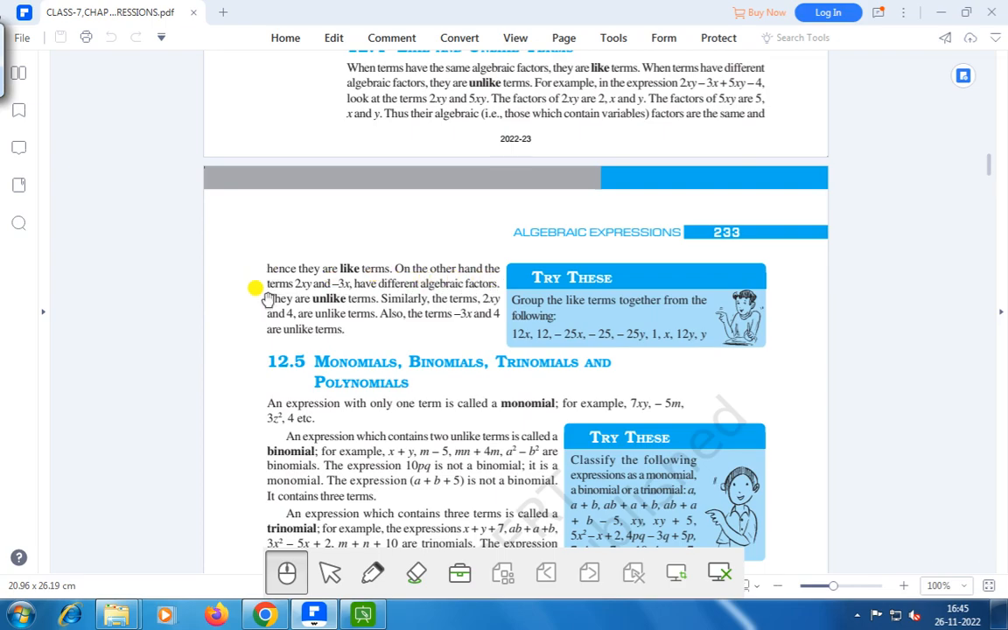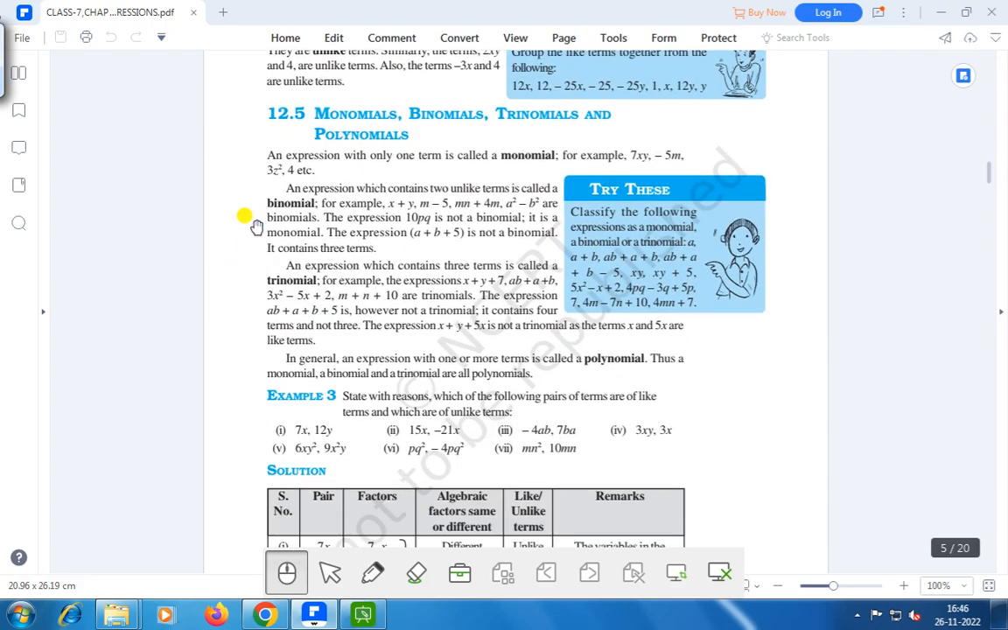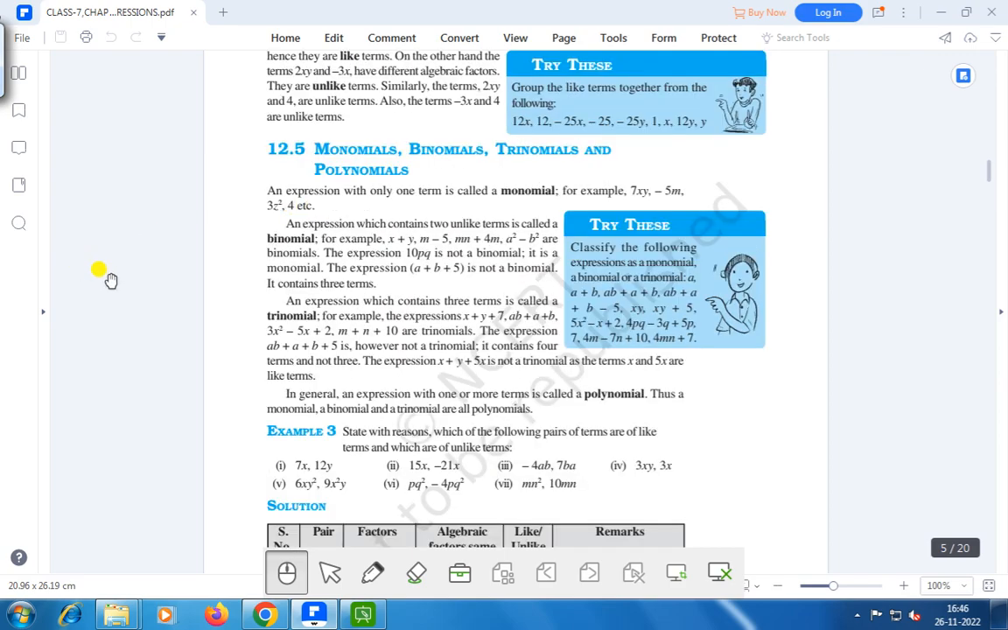On the other hand, the terms 2xy and minus 3x have different algebraic factors. They are unlike terms. Similarly, the terms 2xy and 4 are unlike terms. Also terms minus 3x and 4 are unlike terms. Now we'll find out about monomial, binomial, trinomials, and polynomials.